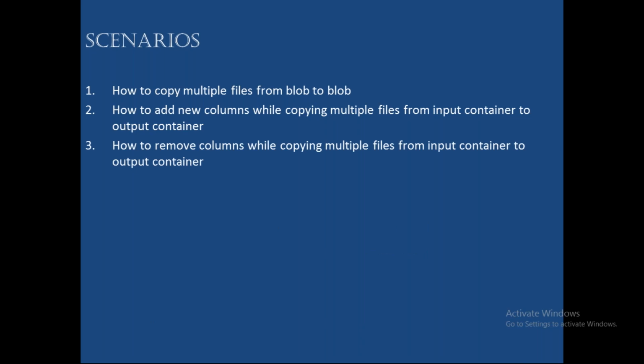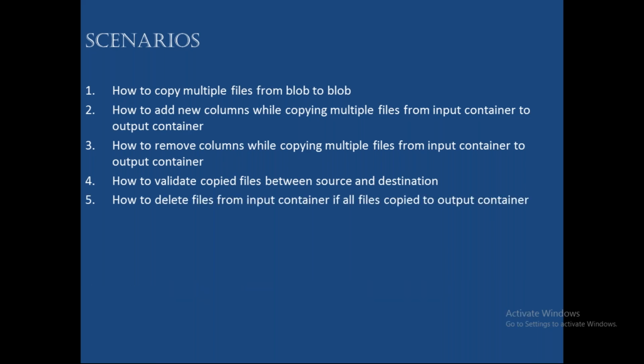As we discussed, in the second scenario I am going to add columns while copying to the output container. In the third scenario, I am going to remove some columns from the file when copying to my output container. Then we are going to see how to validate copied files between source and destination. You are going to compare whether everything you read from the source was copied into the destination or not. Then we are going to see how to delete files from the input container, only if all files were copied to the output container successfully.